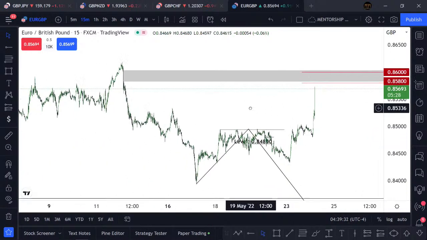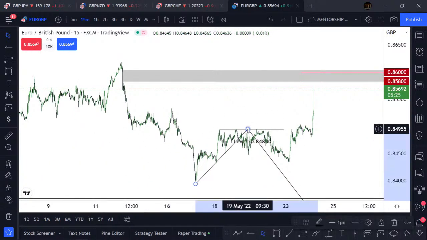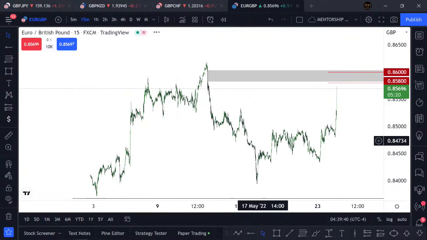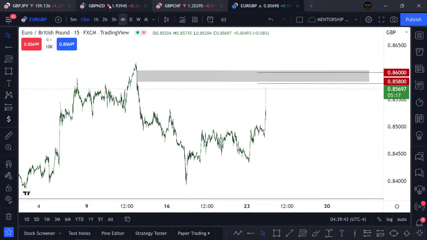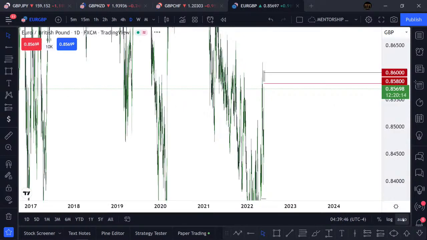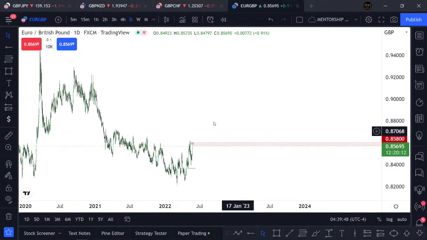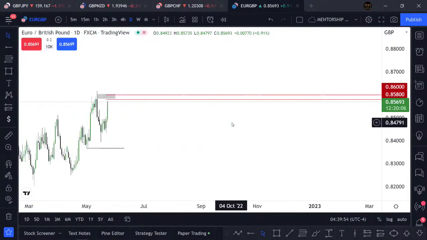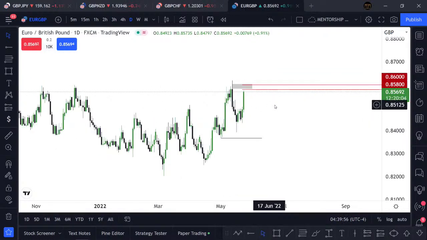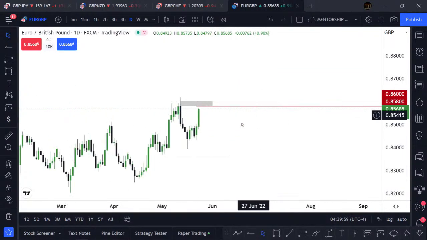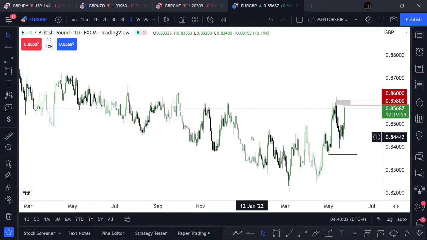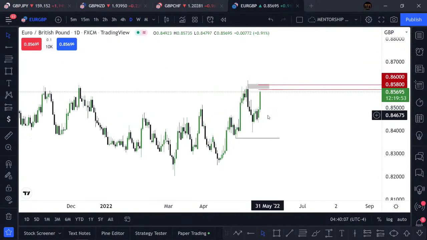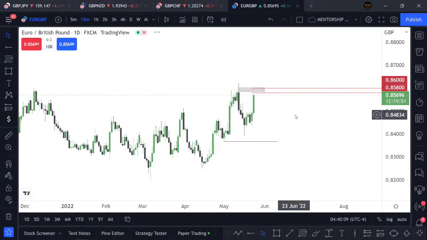So before you do all this, this is what you need to do. You need to do your analysis on the daily as well. How is the daily performing? Okay, so we have price selling on the daily. This is the euro pound, on the 15 minutes.